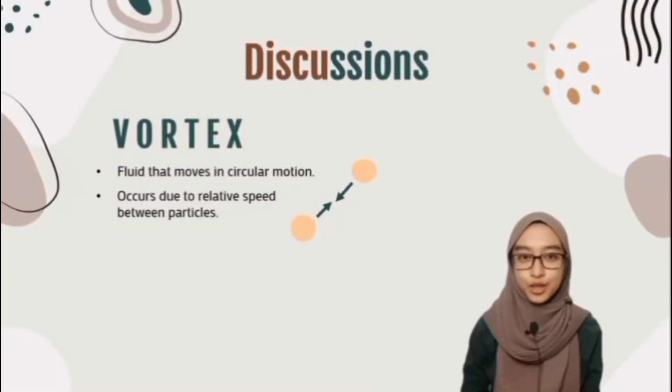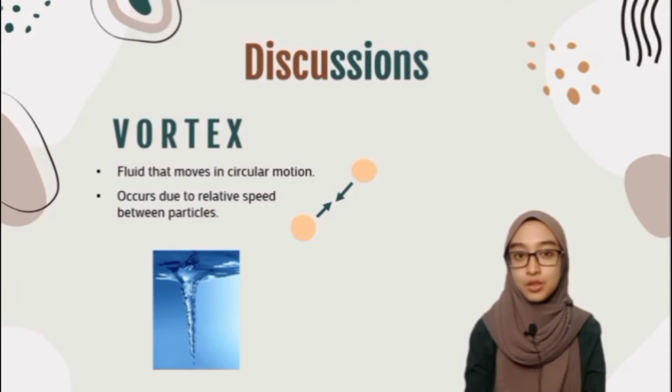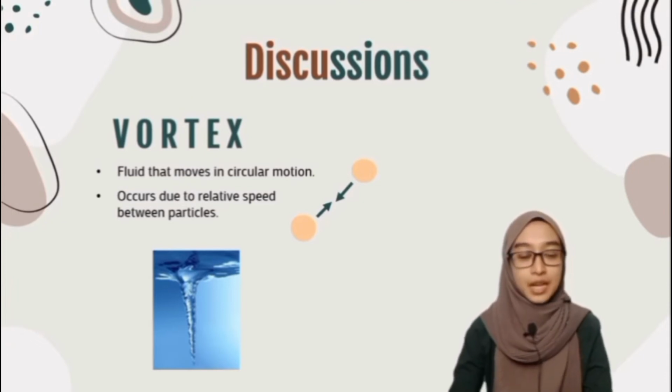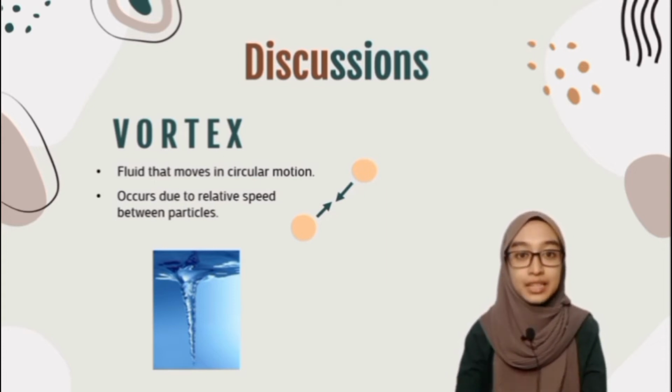Hi and Assalamualaikum. My name is Iman Nuraina binti Adnan and I am going to present the discussion of lab session 2. A vortex is formed when fluid moves in circular motion. The two main types of vortex are known as free and forced vortex. Free vortex occurs naturally due to the relative speed between particles. Different speeds between particles cause them to pull each other. This occurs due to the presence of friction, which eventually causes the formation of a vortex.